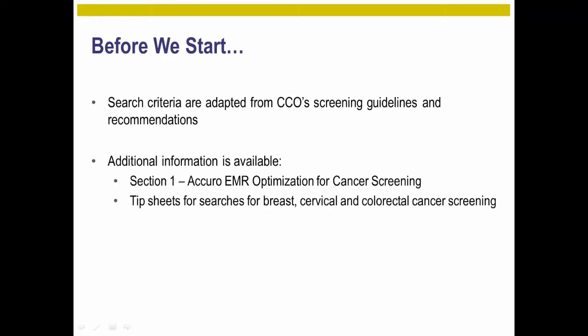Additional information on searches is available in Section 1 of the Accuro EMR Optimization Guide, and tip sheets are available with alternative suggestions for criteria that may be helpful to include in your cancer screening searches. With that out of the way, let's get started.